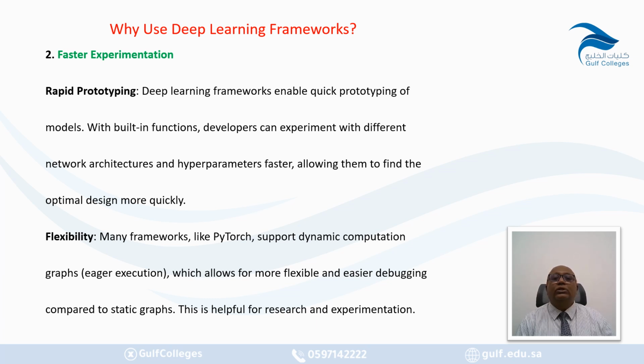This is the second point. Faster experimentation means what? Rapid prototyping. Deep learning frameworks enable quick prototyping of models with built-in functions. Developers can experiment with different network architectures and hyperparameters faster, allowing them to find the optimal design more quickly. Flexibility. Many frameworks like PyTorch support dynamic computation graphs, eager execution, which allows more flexible and easier debugging compared to static graphs. This is helpful for research and experimentation.